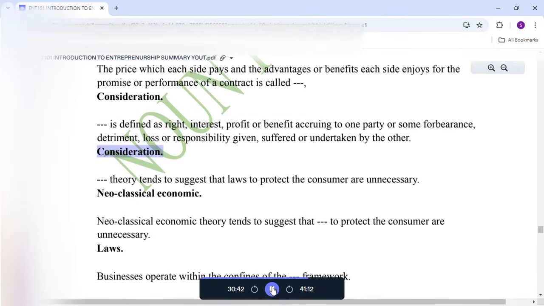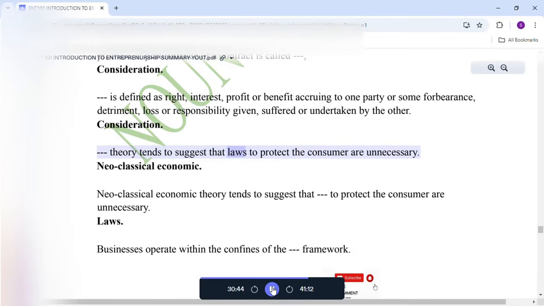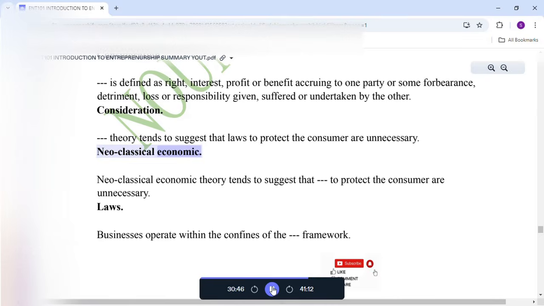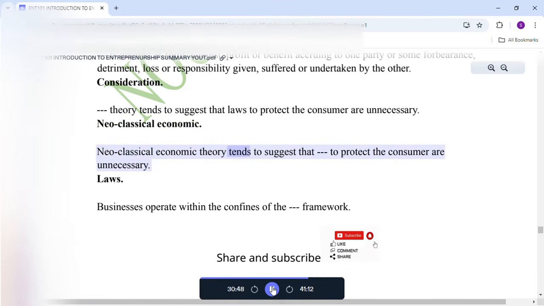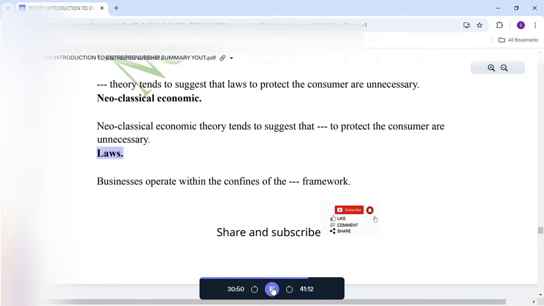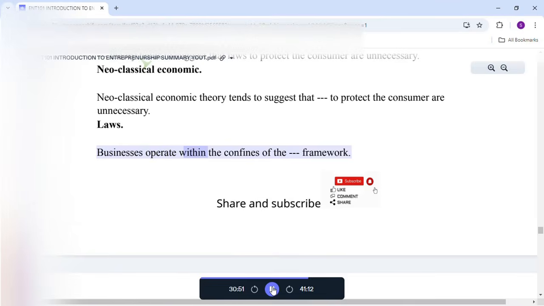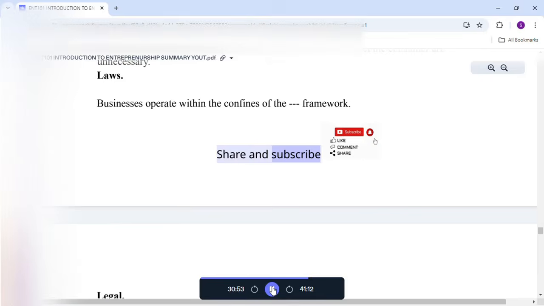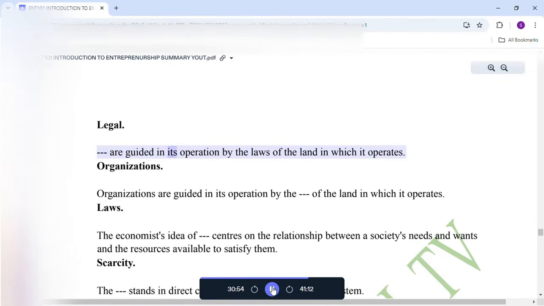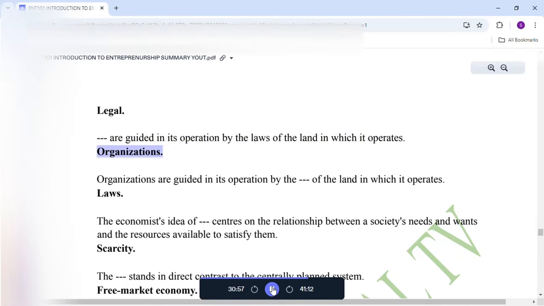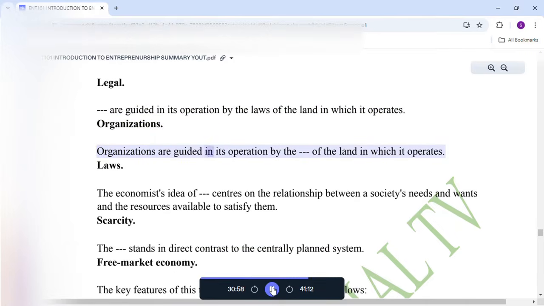Consideration. Neoclassical economic theory tends to suggest that laws to protect the consumer are unnecessary. Laws. Businesses operate within the confines of the legal framework. Legal. Organizations are guided in their operation by the laws of the land in which they operate.